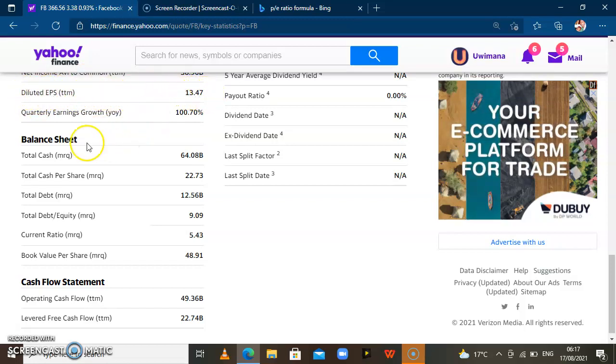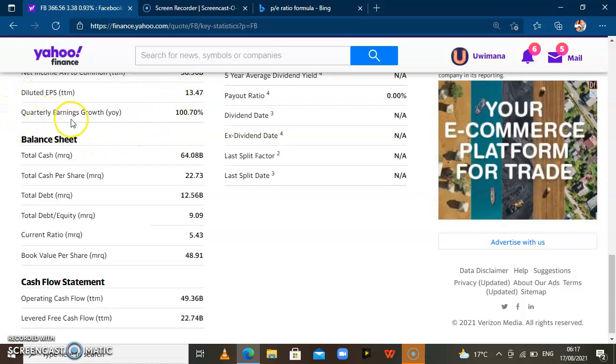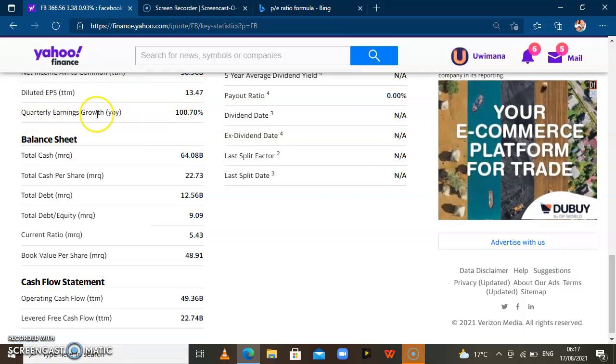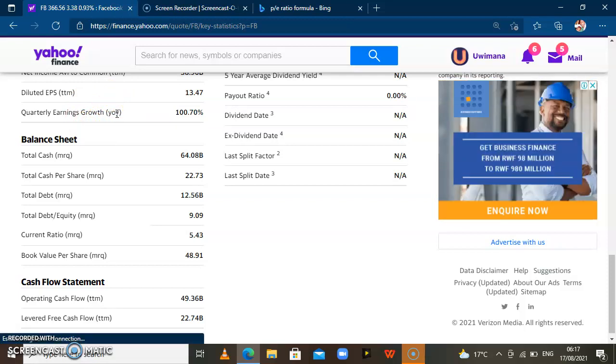Then when we look at the quarterly earnings growth, comparing the second quarter of 2021 to the second quarter of 2020, we can see that the earnings grew 100.7%. These are some crazy numbers. From these measures, as far as I've been reading, I can say, you know what, Facebook is a buy. It's a good company. It's making profit. You want to get invested into something that's making profit, isn't it?